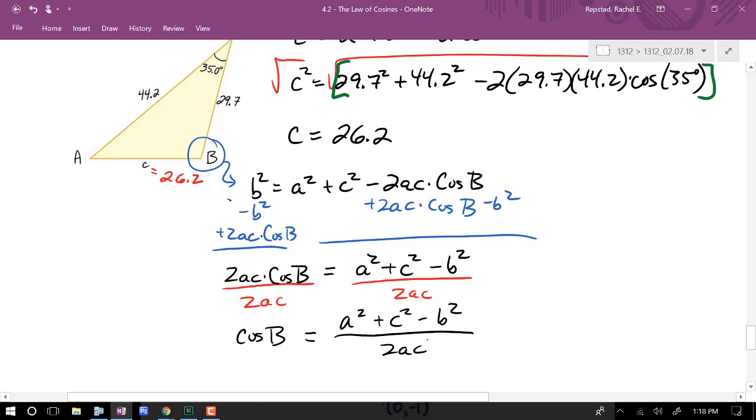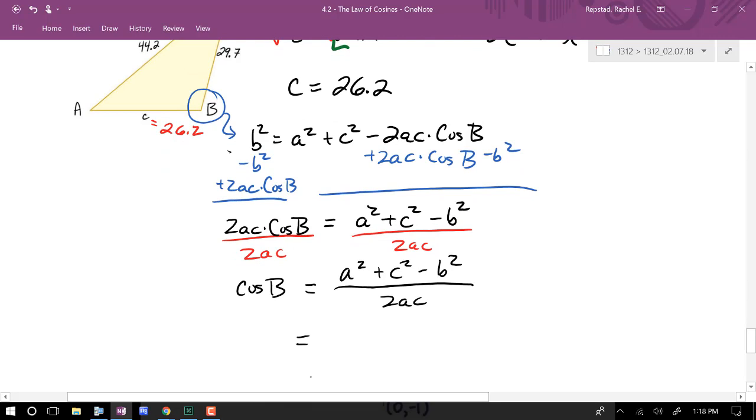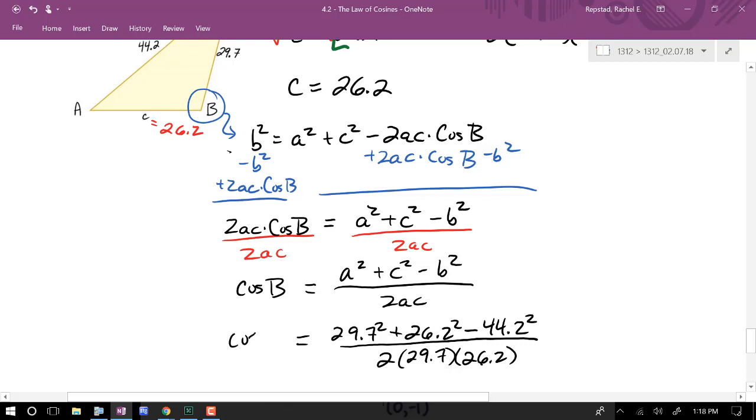And now I'll go ahead and plug in those numbers. So a squared is 29.7 squared plus 26.2 squared minus 44.2 squared, all over 2 times 29.7 times 26.2. This is cosine of b.